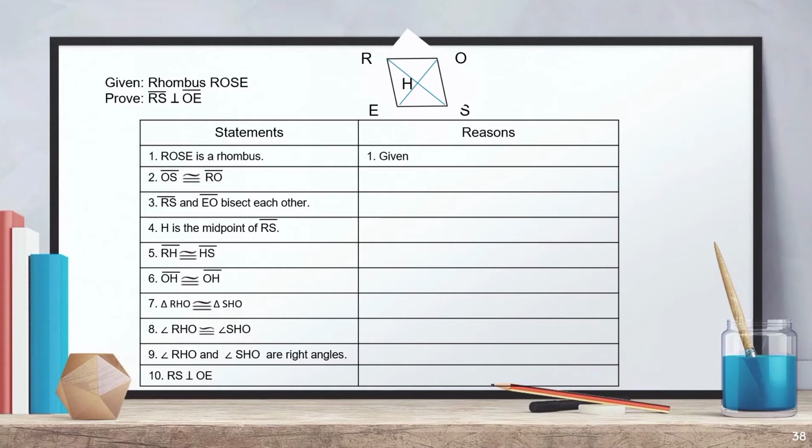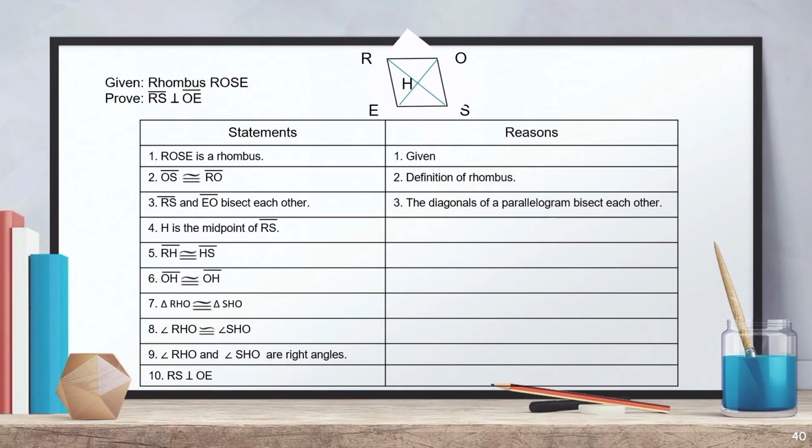Number 2 statement, segment OS is congruent to segment RO. Reason, definition of a rhombus. Statement number 3, RS and EO bisect each other. Reason, the diagonals of a parallelogram bisect each other.